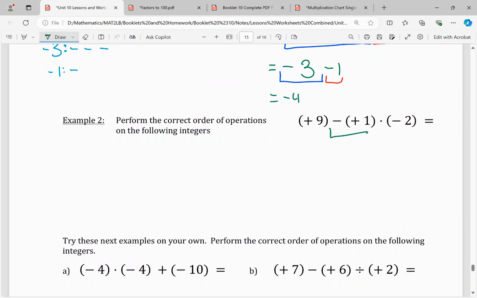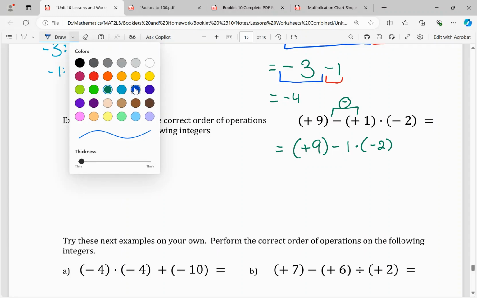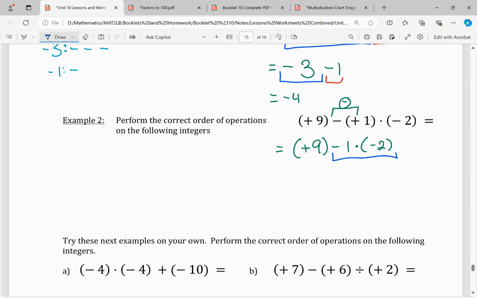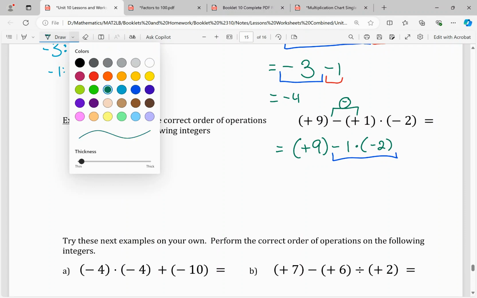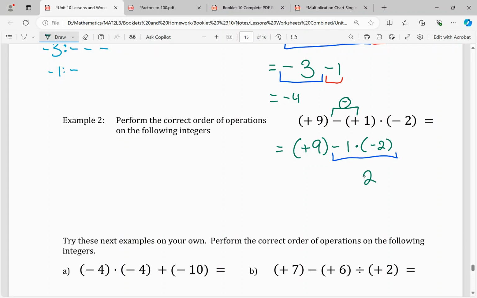Before I start the problem, I am going to combine this negative and positive to make a negative. So I can rewrite this problem as positive 9 minus 1 times negative 2. Now, step 1, go through the problem and handle your multiplication and division first. Here we're multiplying negative 1 by negative 2. Now, the answer to that is going to be 2, right? Because 1 times 2 is equal to 2. But we have two negatives, meaning that the product is going to be positive.